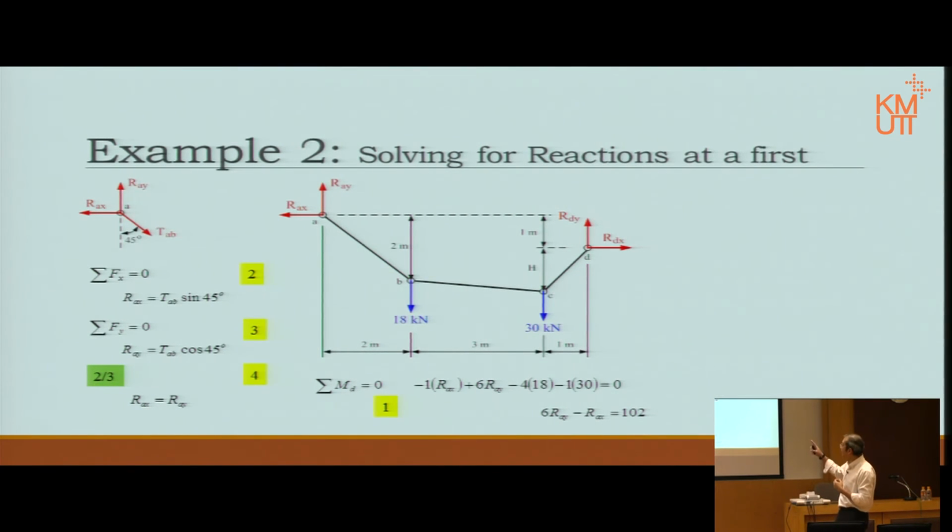Because TAB and TAB disappear, sine 45 and cosine 45 is the same, so I can take it out, then move RAY into the other side. I have RAX equal to RAY. Now notice equation 1 and equation 4. We have 2 equations here, and we also have 2 same unknowns, RAX, RAY. So we're going to solve it from there.